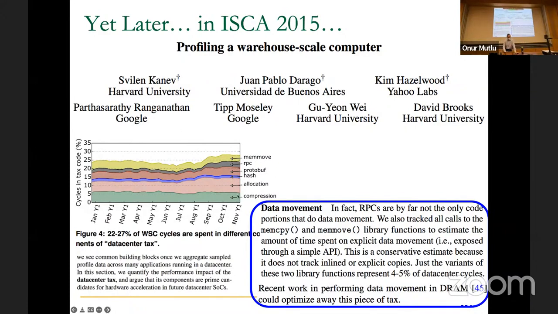So accelerating compression could be a good idea, for example, as well. But in their paper, they said, recent work in performing data movement in DRAM, citing the Rocon paper, could optimize away this piece of the tax, which is the memmove, memcopy tax, according to them. But this is after the paper is published, of course, right?